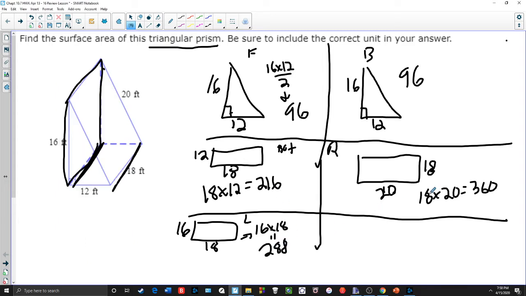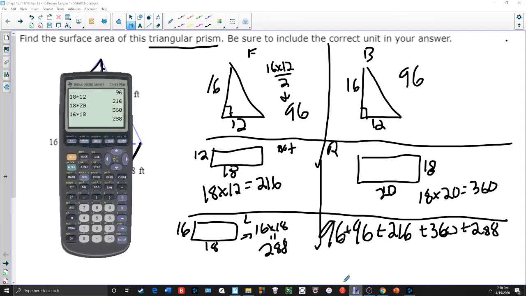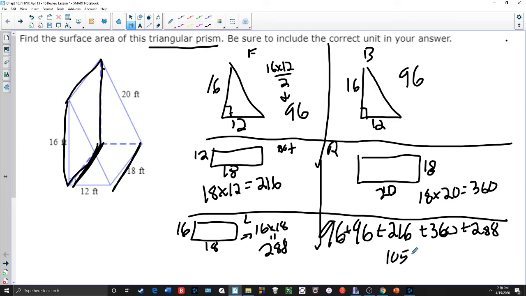And so then to the finale, we're going to add all these together. So 96 plus 96, those are my 2 triangles, plus 216, plus 360, plus 288. Let's see what that gets us. That would give us 1056. And that would be in square feet because it is an area question.